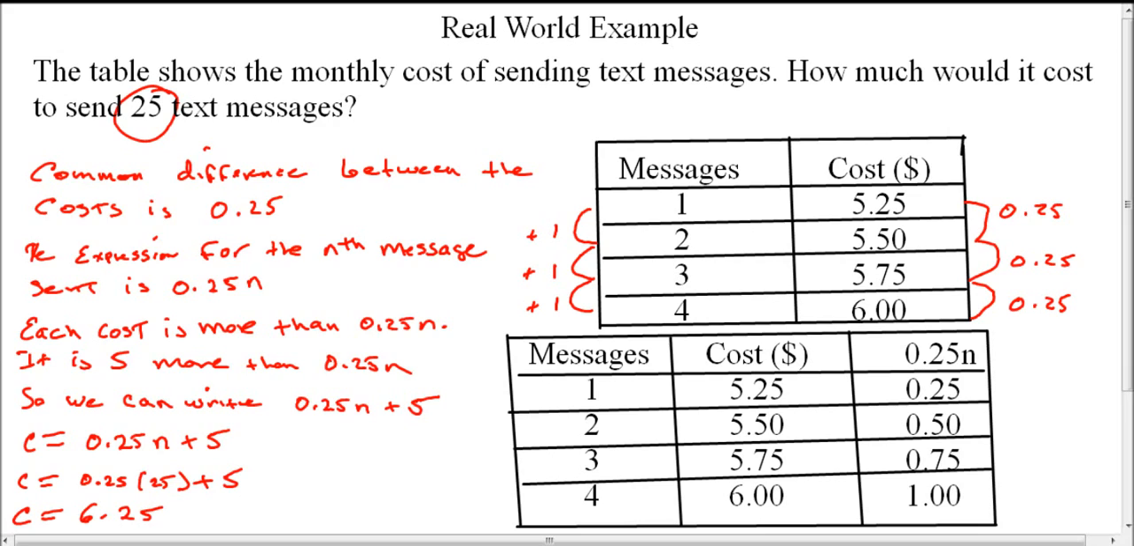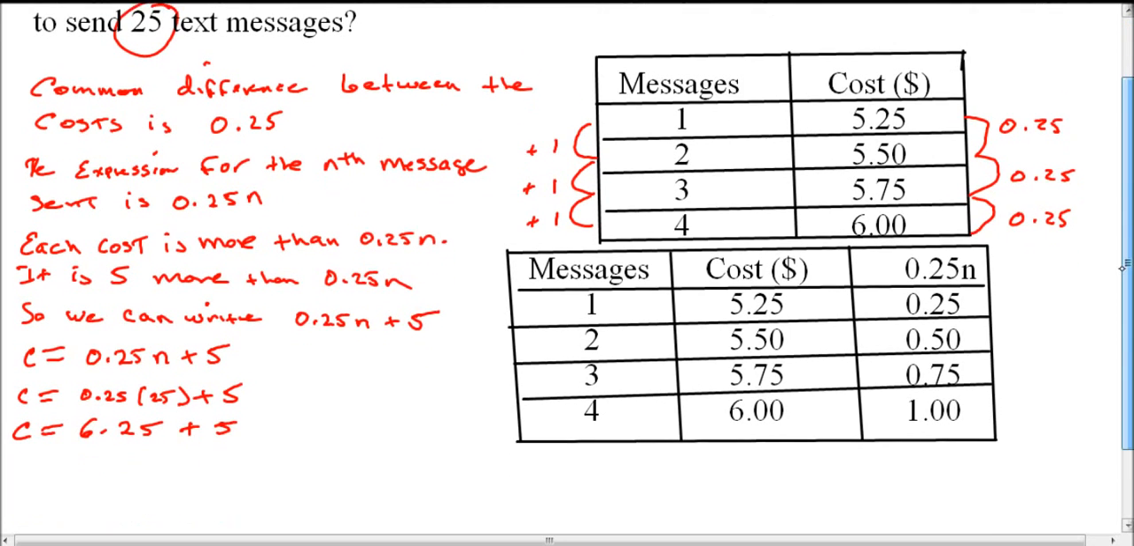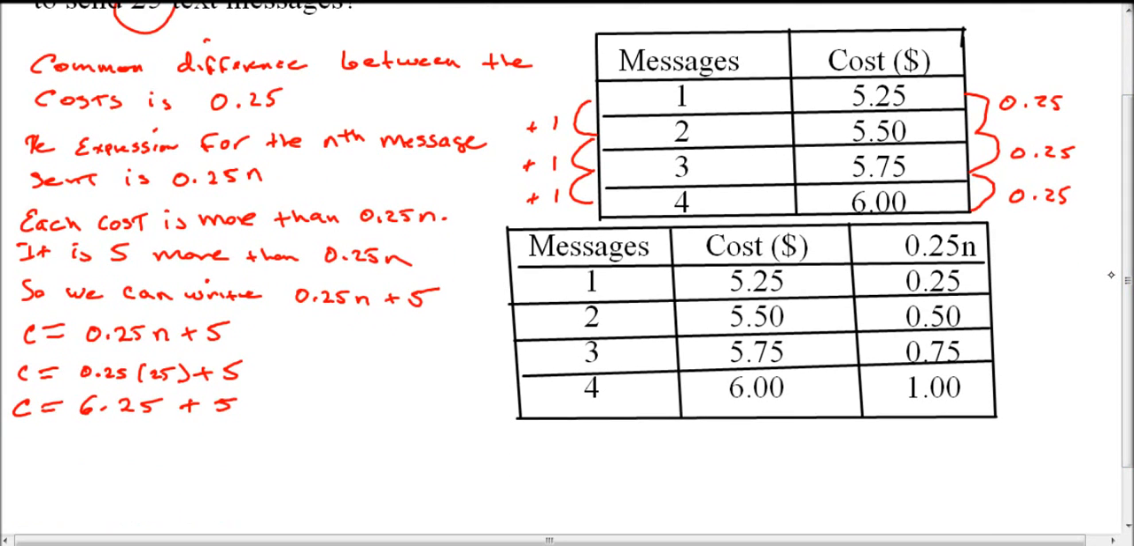If I am using my mathematics right, $6.25. Now we add our $5 to it, and we can see that the cost for 25 text messages will be a whopping $11.25.